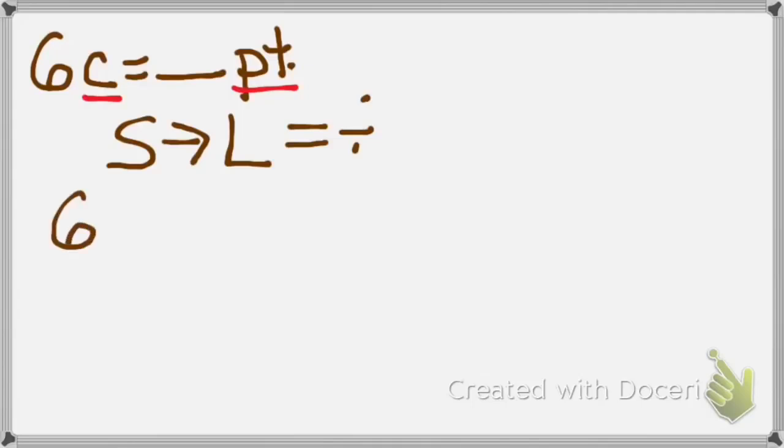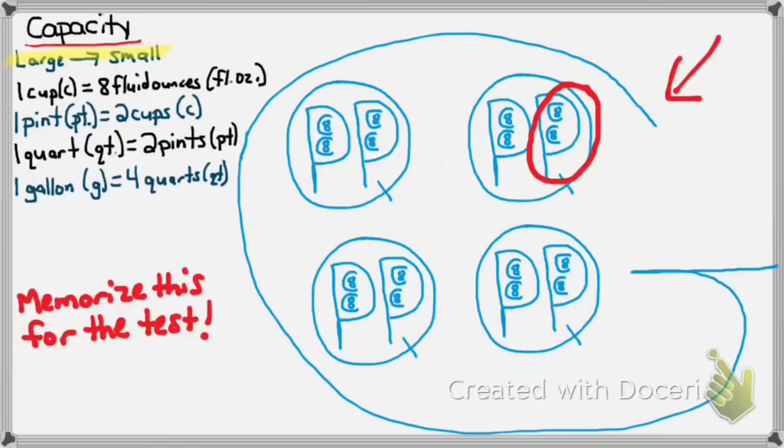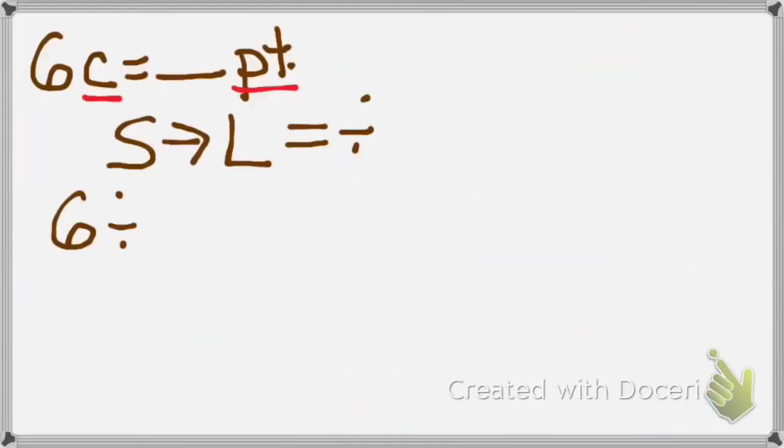So I take my given, which is 6, I take my operation, which I said was division, and now I need to see what my conversion is from cups to pints, so I'll go back to my chart. This chart will have to be memorized, but if I look at gallon guy again right over here, I see that there are 2 cups in a pint because there are 2 C's in the P. So I know there are 2 cups in a pint. Therefore, I'll write down the 2.